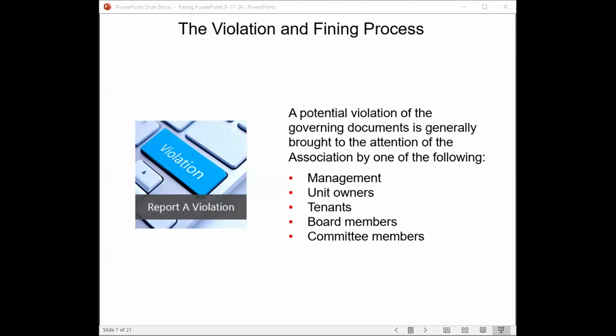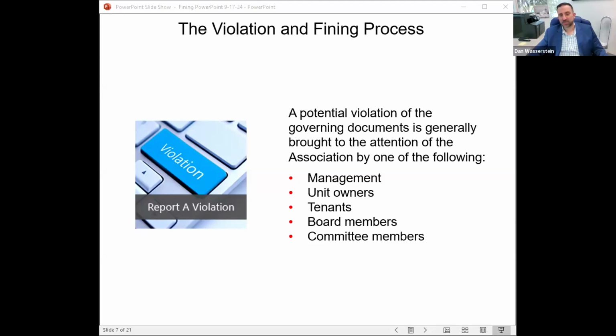And can an HOA fine if they don't have Kaufman language in their documents? Fining was added in the bylaws by a vote of the board. That's a specific question to Joanne's community.